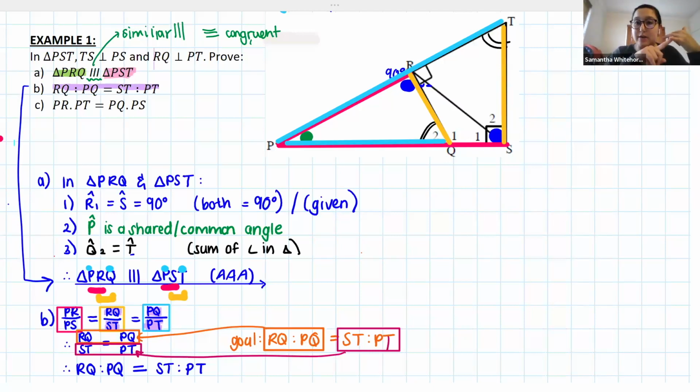Once we've proven similarity, we need to look at which sides correspond with each other, so which sides are in proportion with each other, and we can set up those fractions. It is always going to be first two over first two in each triangle, second two over second two, first and last over first and last. Once you've done that, identify which side lengths you're going to use. You're not going to use all three fractions. You're going to use two and then manipulate from them.